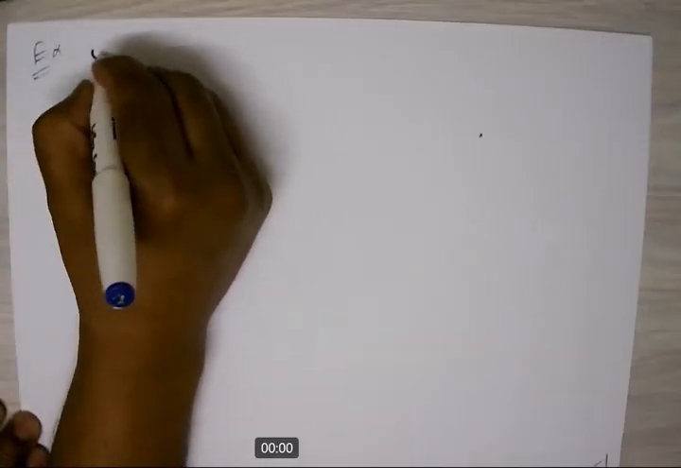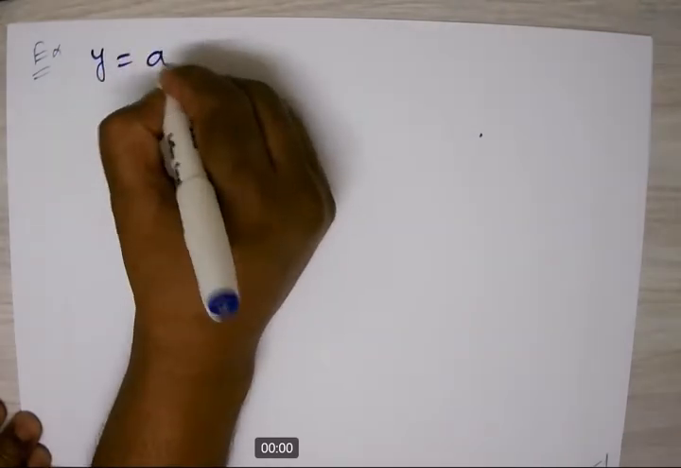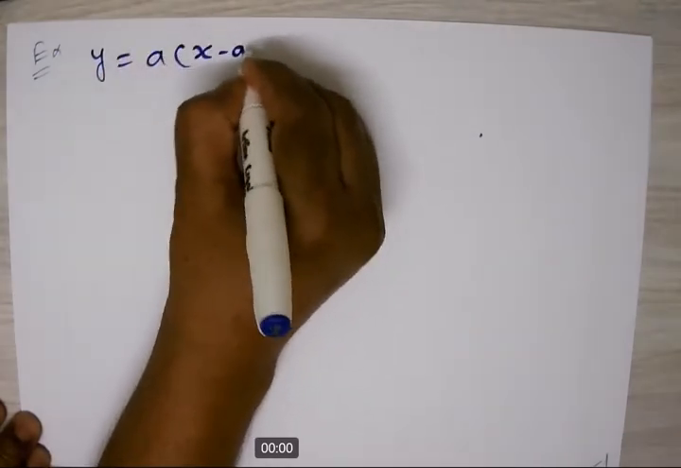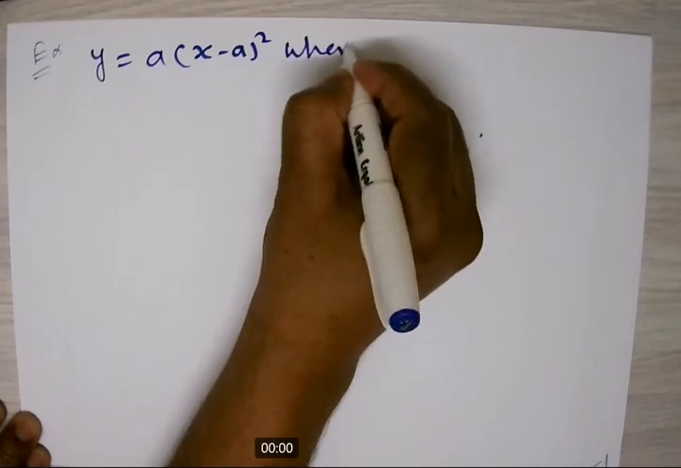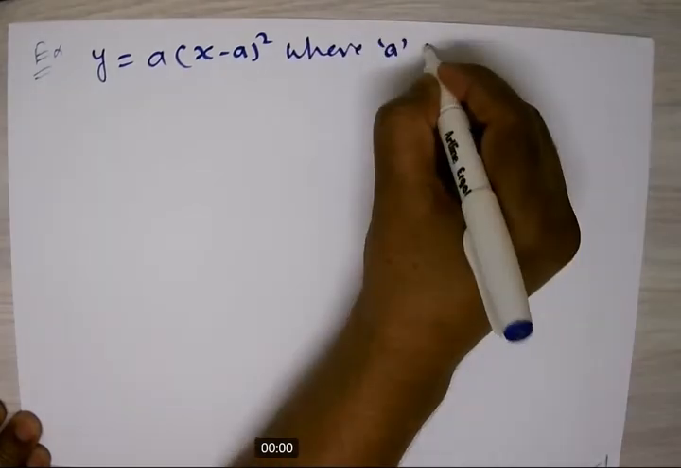The next example is, this is a very good question. Form the differential equation of y = a(x − a)², where small a is an arbitrary constant.